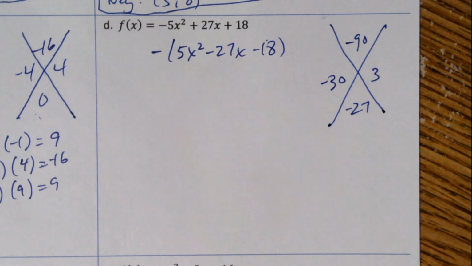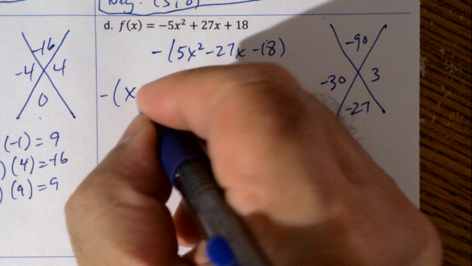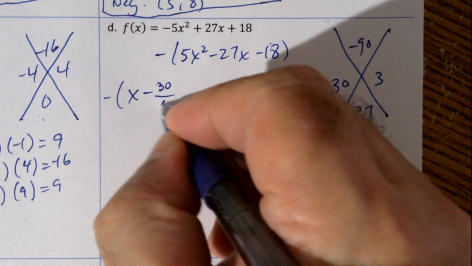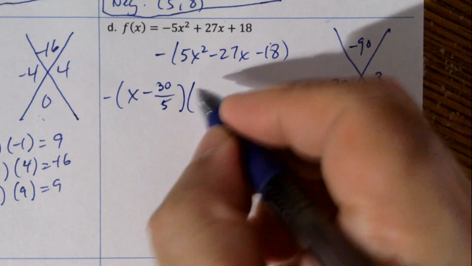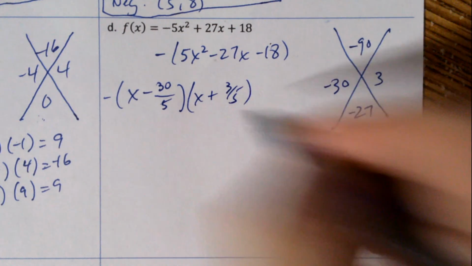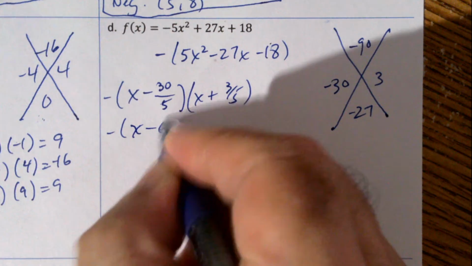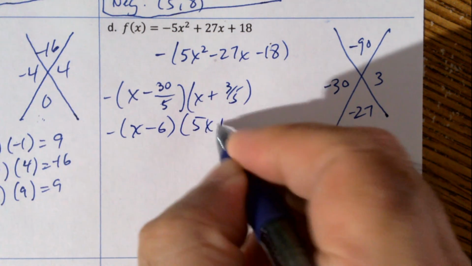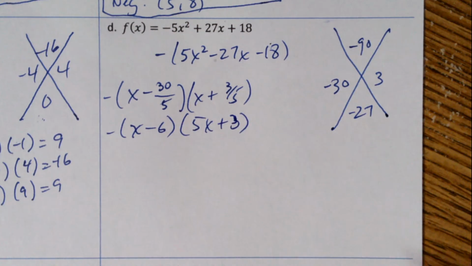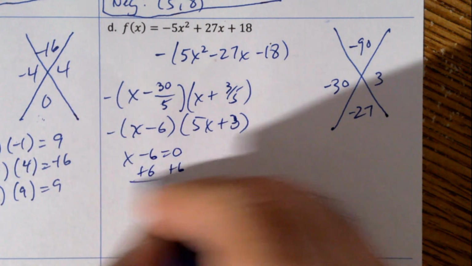All right, so that's going to be the negative on the outside, negative 30. So it's negative 30 divided by the leading coefficient of 5. This is the Lizzie method. And x plus 3 over 5. Okay, so that is x minus 6. And according to Lizzie method, we bring that 5 forward. So it's 5x plus 3. Set each factor equal to 0. Solve each one.